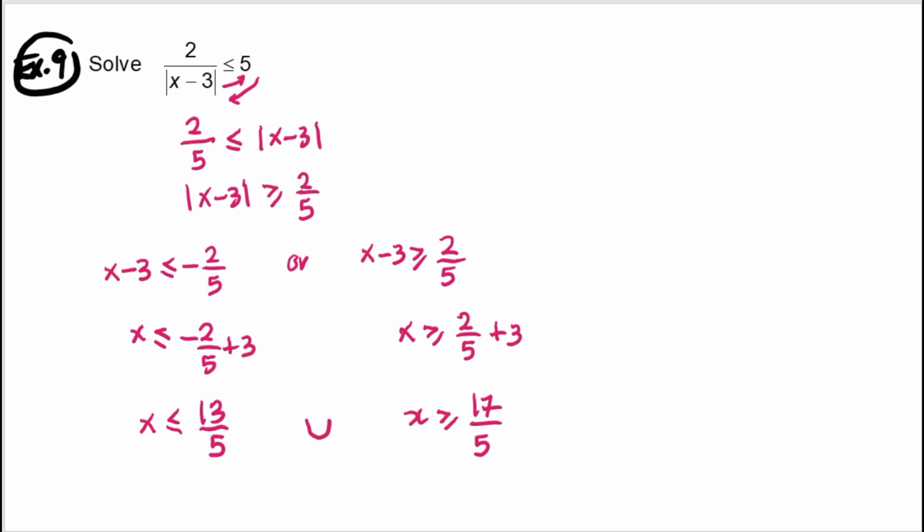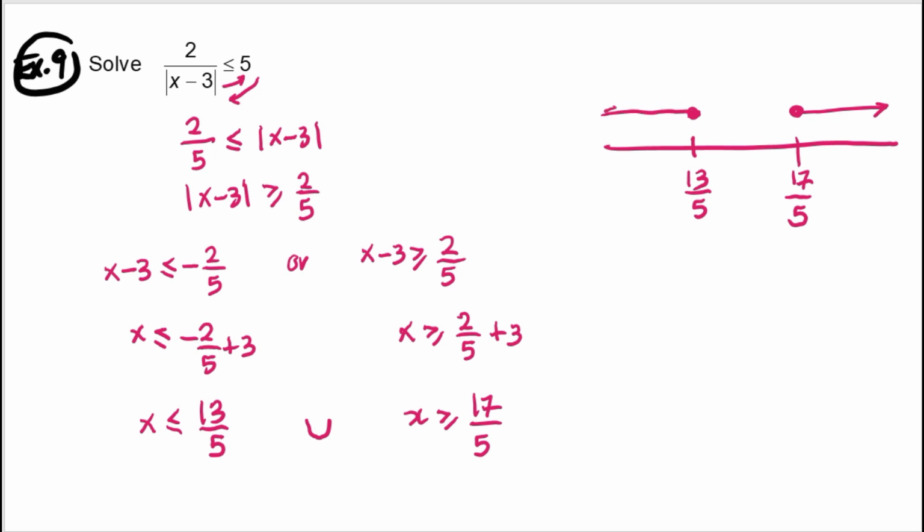Now this is a union. If you want to represent it on the real number line, we have 13 over 5 and 17 over 5. Because they have the equality symbol, we have the full circle here, but it goes this way. Yes, right. But can x be equal to 3? It cannot. Look at this. x cannot be equal to 3, right?